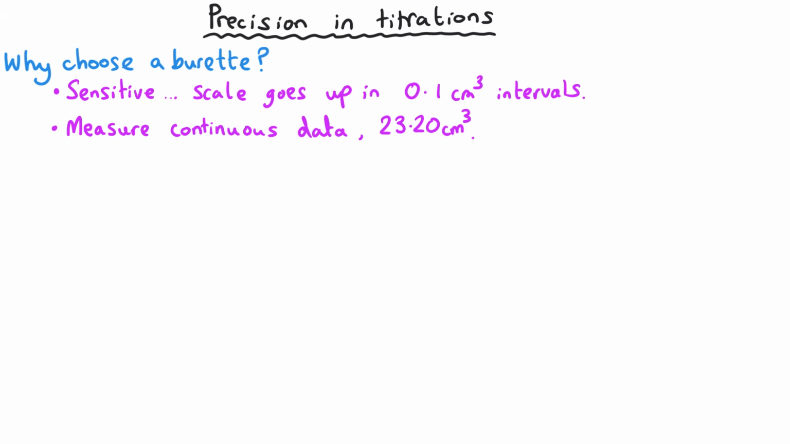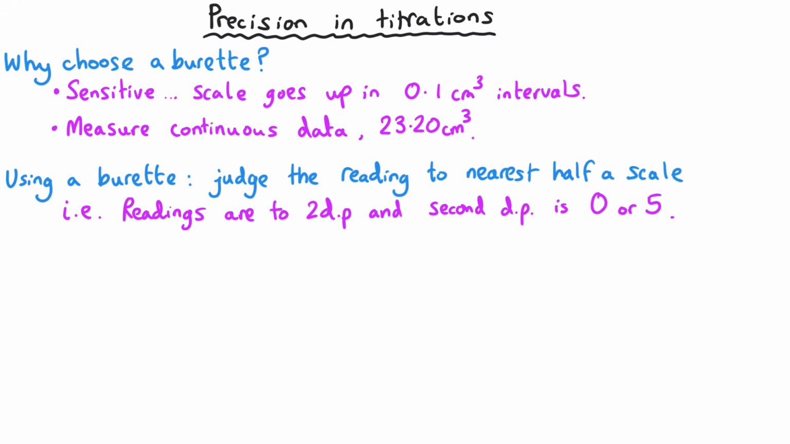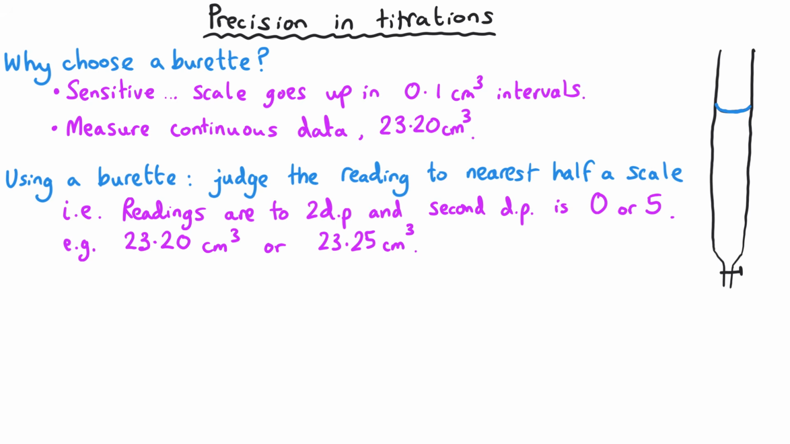Now, when we're using a burette, we expect that you can judge the reading to the nearest half a scale. And so that means that our readings will be 23.20 or 23.25. This is made a little bit trickier because water, when it's in any container, actually curves naturally up at the edges as it interacts with the sides of that container. And this is called adhesion, meaning that the water is sticking to the sides of the container. This is called a meniscus, which is the name for this particular curve.